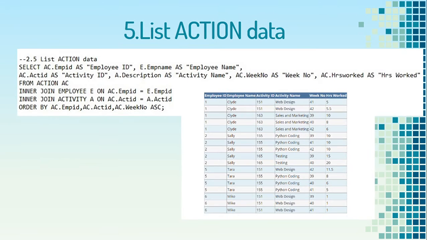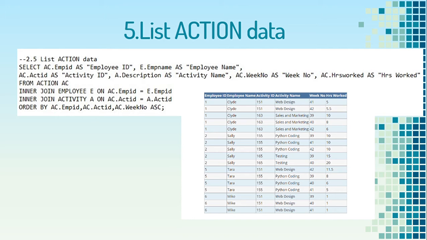Fifth task. The fifth task is to list the action data. Enter select and select the columns as described in the question, and apply the relevant names. AS is used for that. The action table is used for this.